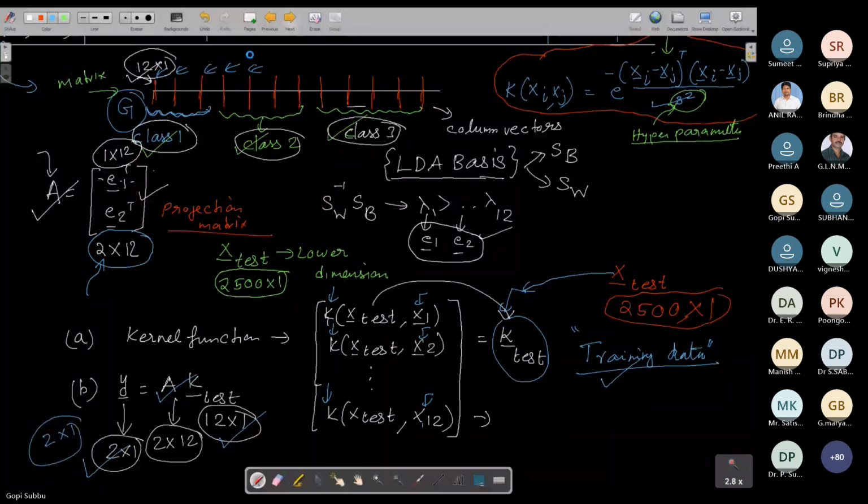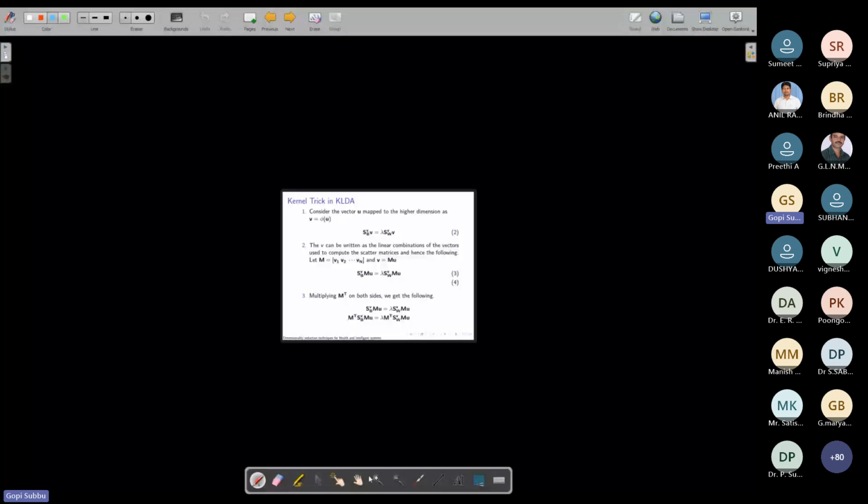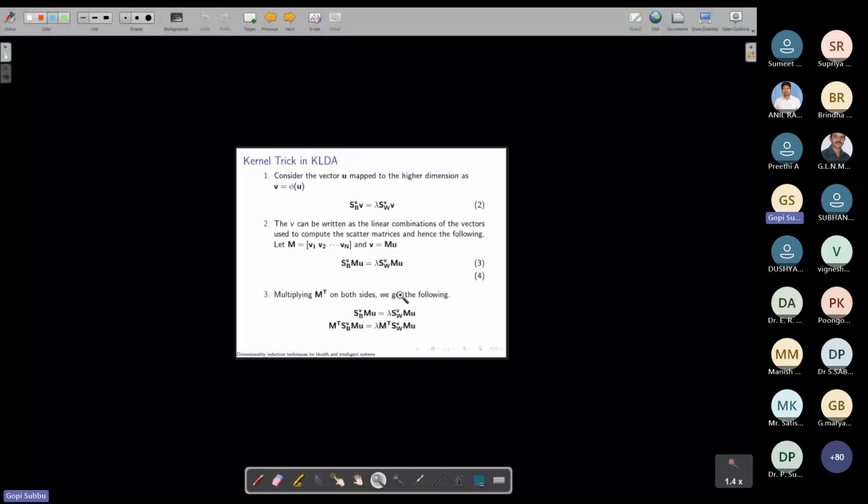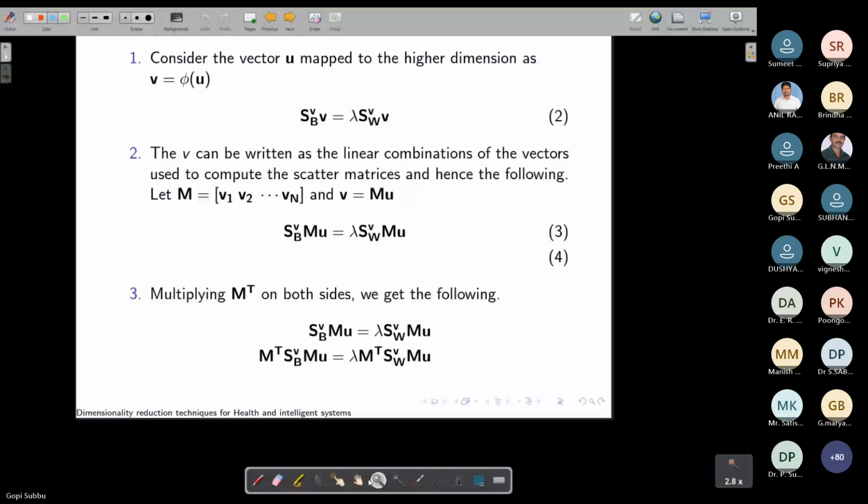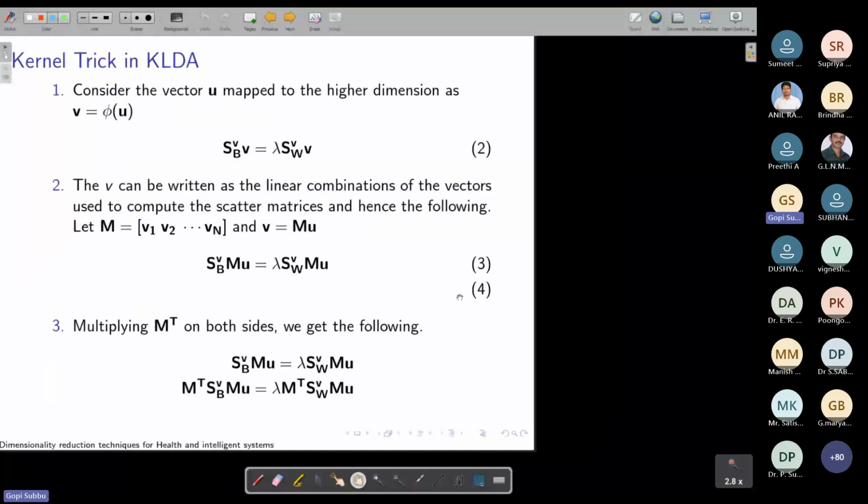So now we'll see how this trick is happening. Now I told only the procedure, right? Why is this procedure doing that job of mapping the vector to the higher dimension? To understand that, we can look at these slides.